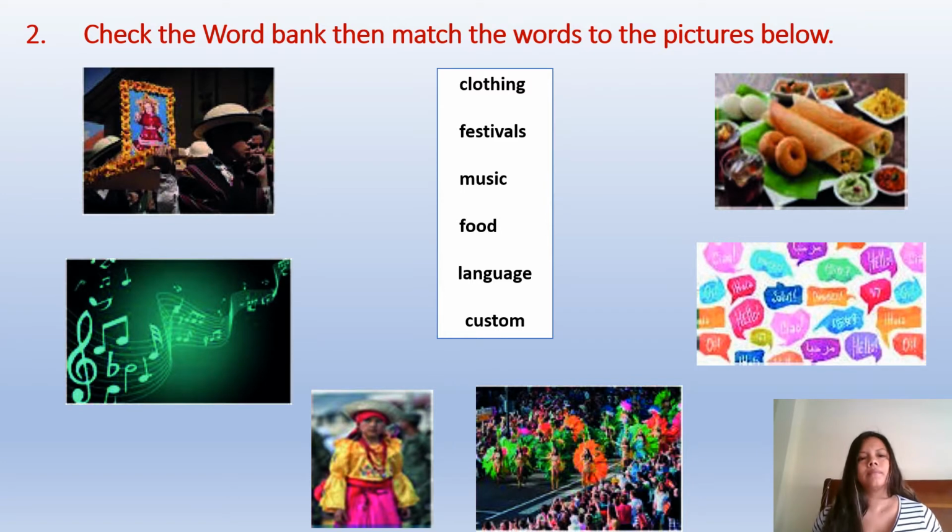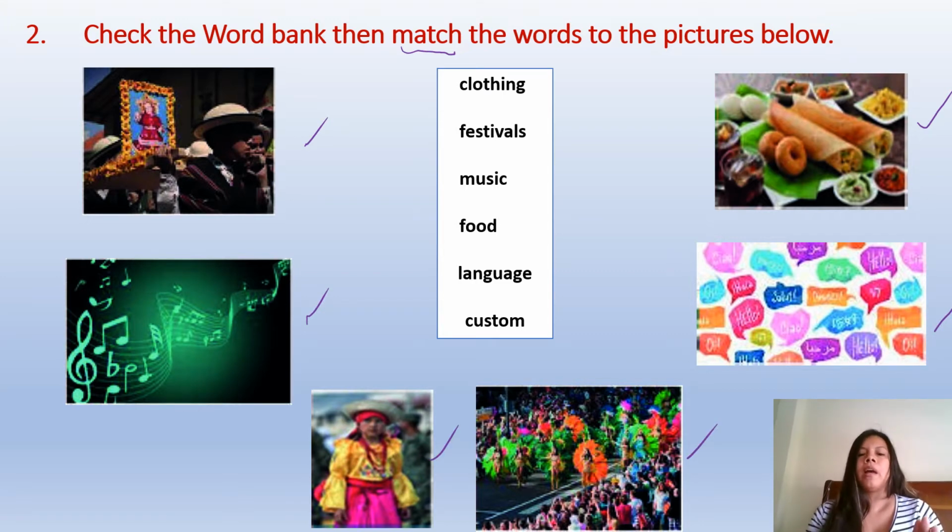2. Check the word bank, then match the words to the pictures below. Clothing, festivals, music, food, language, custom. Okay. In this exercise, you are going to match, okay? What is match? Unir con líneas, right? So you are going to look for the pictures. Over here you have the pictures. And then you're going to match with the correct word, okay?